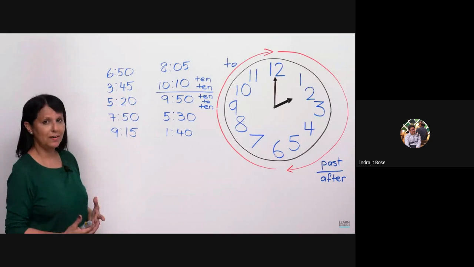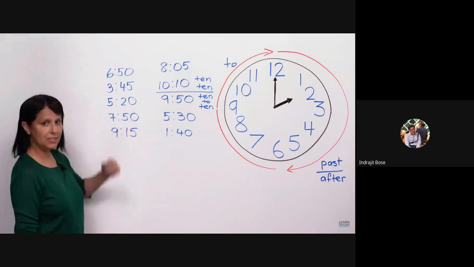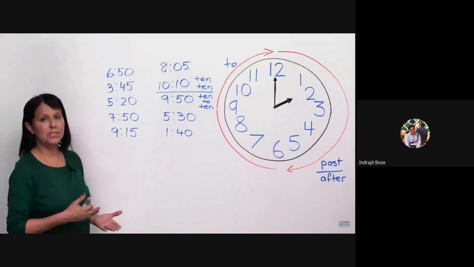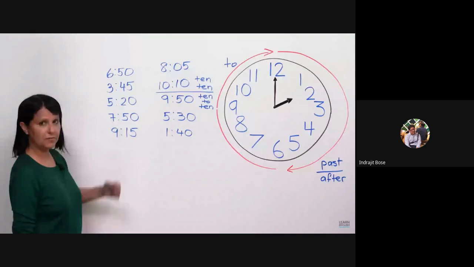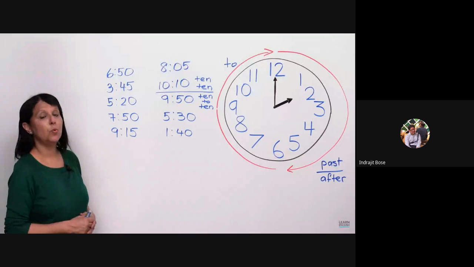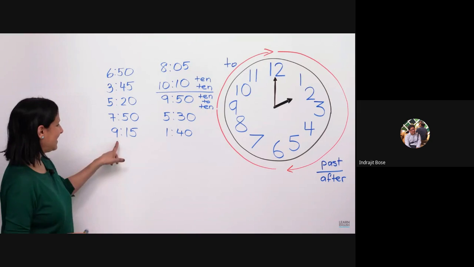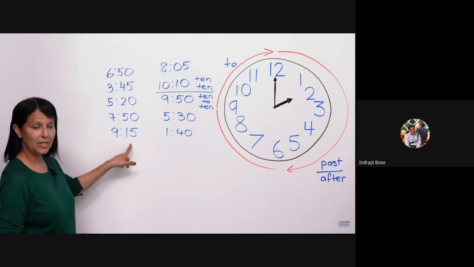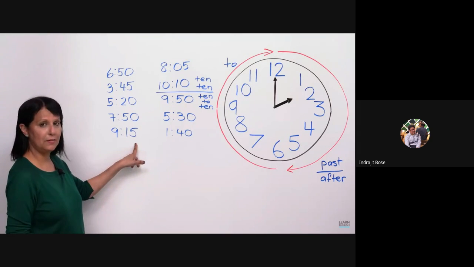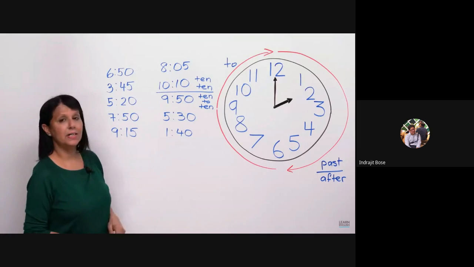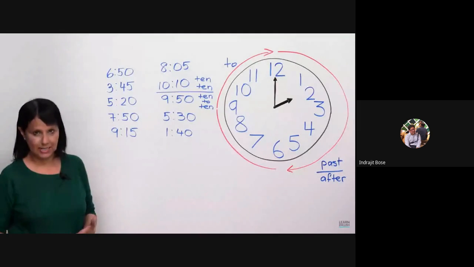3:45. 5:20 or 20 past 5. 20 after 5. 7:50, again 50, or how would we say it? 10 to 8, good. 9:15, okay, now it's longer, 9:15, or quarter after 9. Over here, 8:05. Usually we don't say, but you could say 5 past 8.